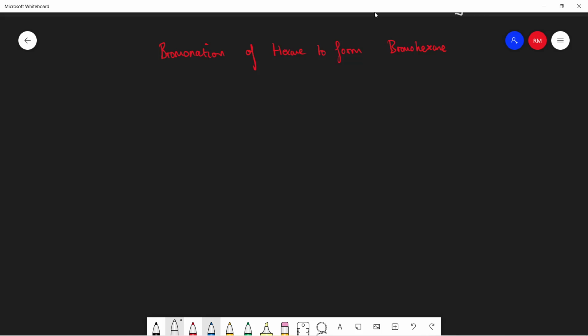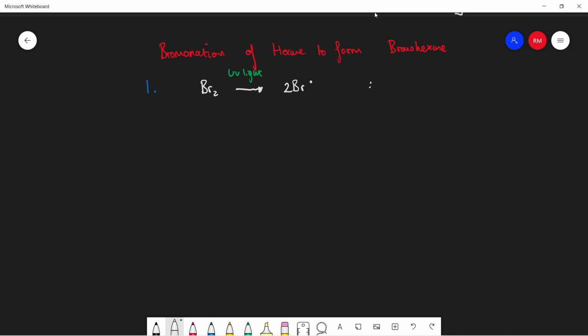So our step one, our initiation, is going to be very similar. We're going to start off with our Br2 and under UV light or high temperatures, generally over about 300 degrees Celsius, we're going to form our two bromine radicals. Remember this little dot here means bromine radical.